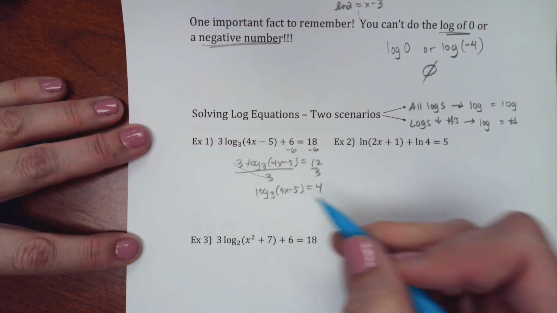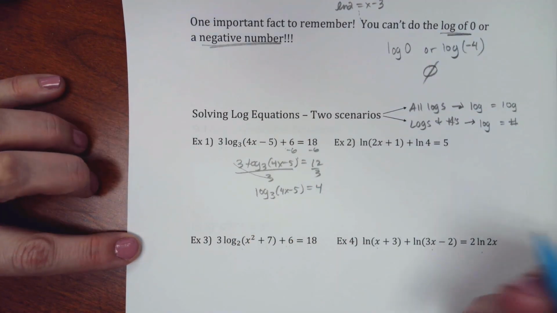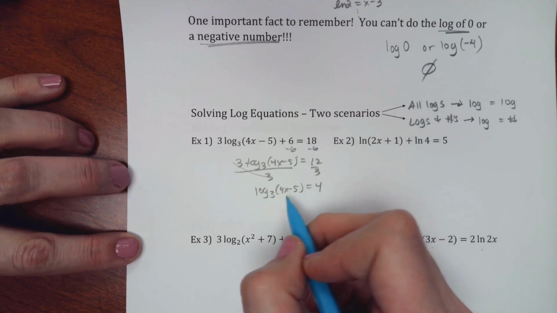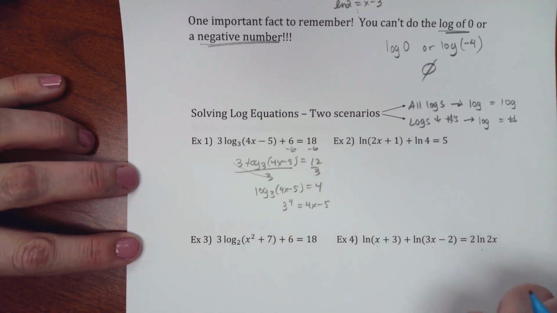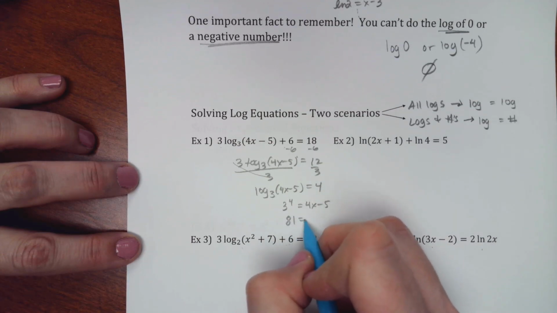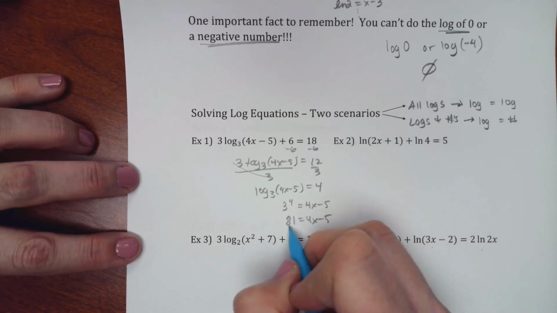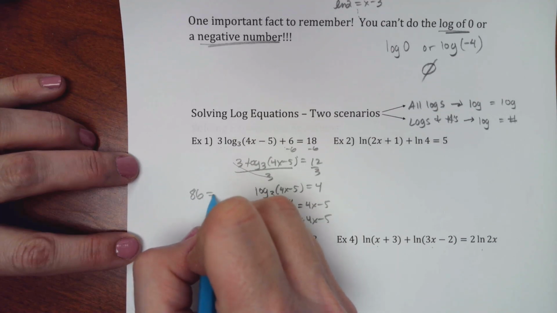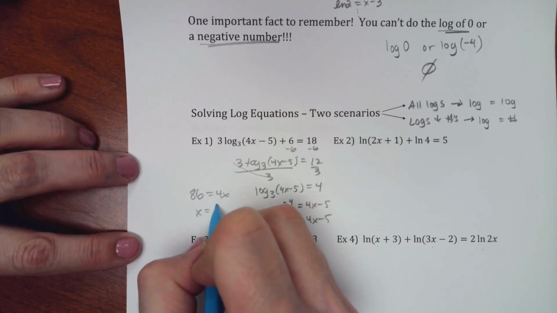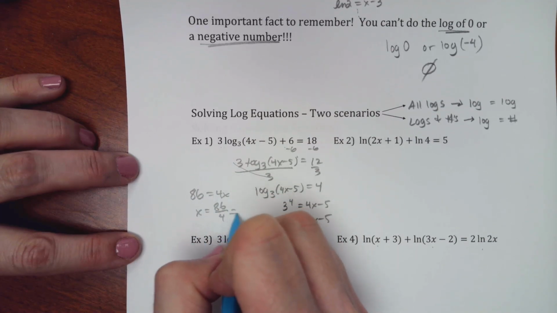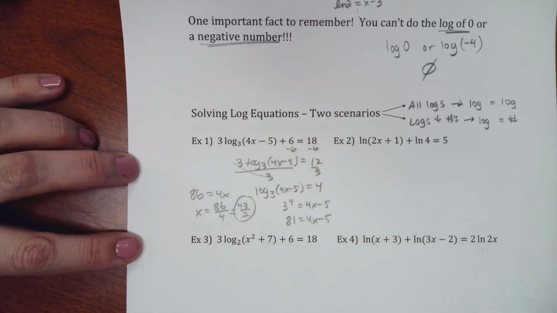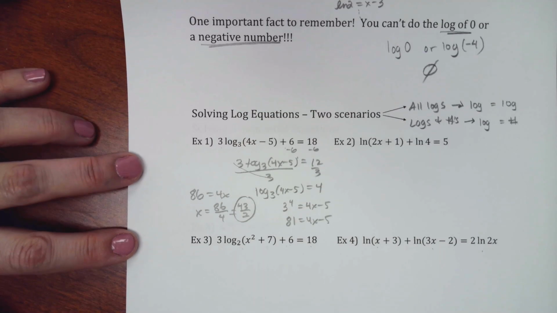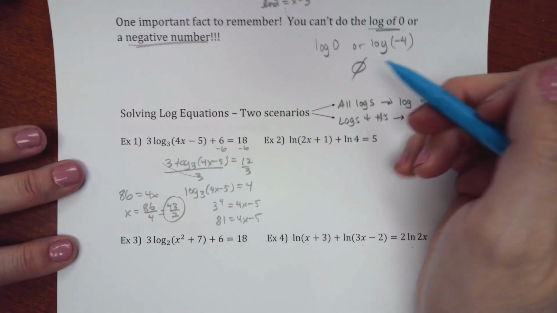All right, so now I have a log equal to a number, so I'm going to write it as an exponent. 3 to the 4th. So 3 to the 4th has to equal 4x minus 5. Well, 3 to the 4th is 81. So 81 equals 4x minus 5. I'm going to add 5. So I got 86 equals 4x. So x is 86 over 4. Or that would be 43 over 2. Okay? Or 21.5.